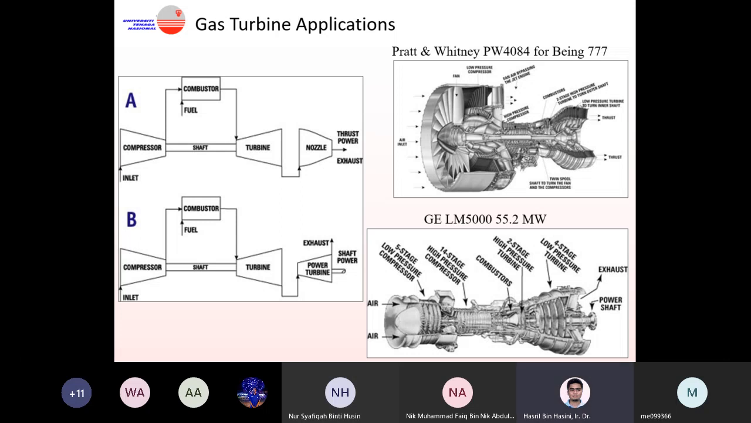The top one here is an example of a jet engine, the Pratt & Whitney engine. The bottom one is a typical gas turbine used in a power plant. I think this model is based on the old GE model. It produces around 55 megawatts, which is quite small. The old one is small compared to now. Now a gas turbine can produce up to maybe 500 megawatts equivalent of power, which is quite a lot.